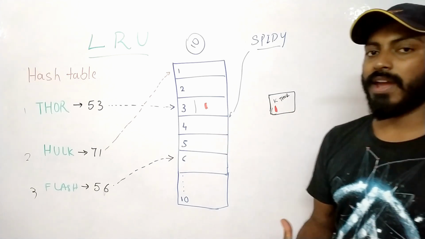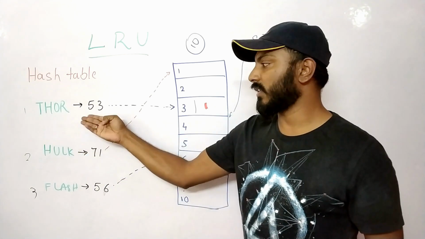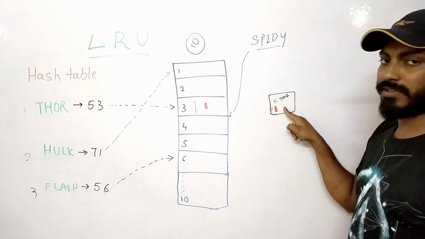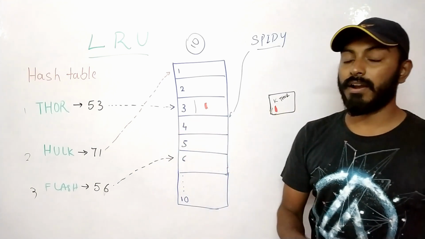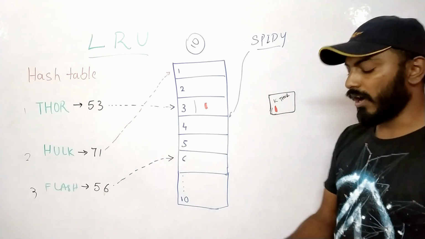Say next time I want to access the value for the key Thor. What happens? Thor 53, third bucket, and the address to the linked list. We go to that address, access the value and return it back. And still we have the time complexity of order of 1. And the same thing happens for Hulk also.